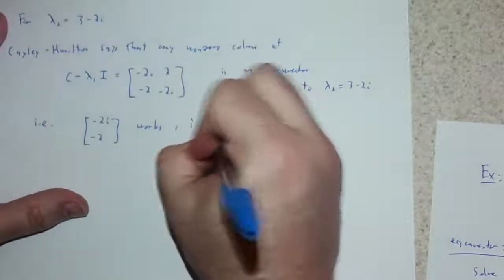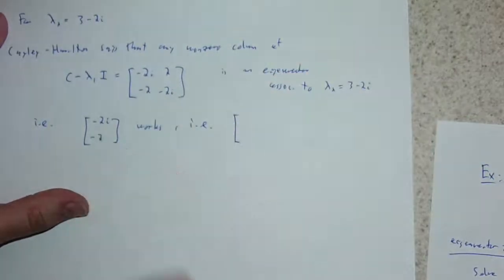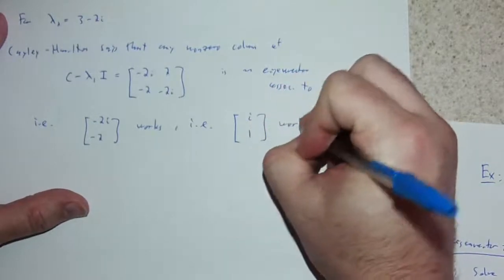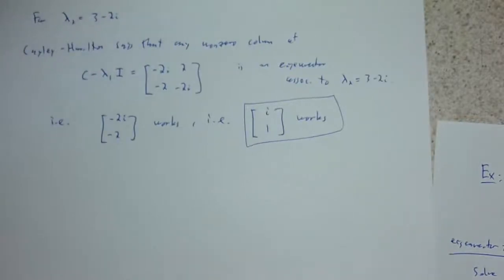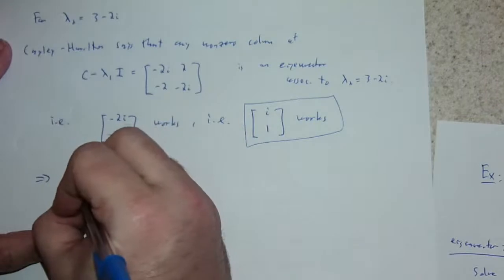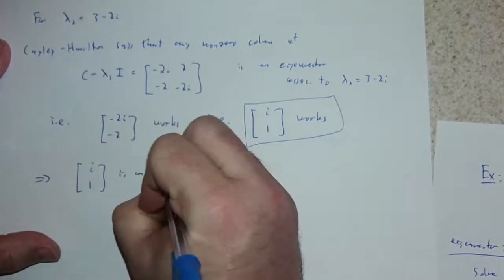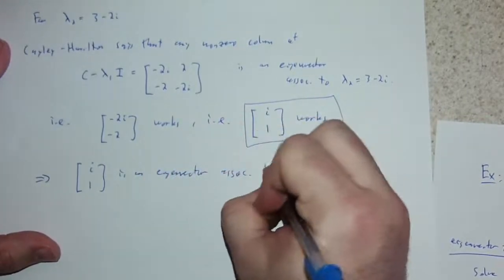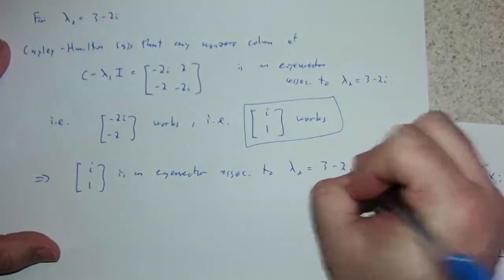If that works, what else works? What if I scale this by minus 1/2? Well, this also works, just to make my life simpler. So this means that (i, 1) is an eigenvector associated to lambda 2, which is 3 minus 2i.